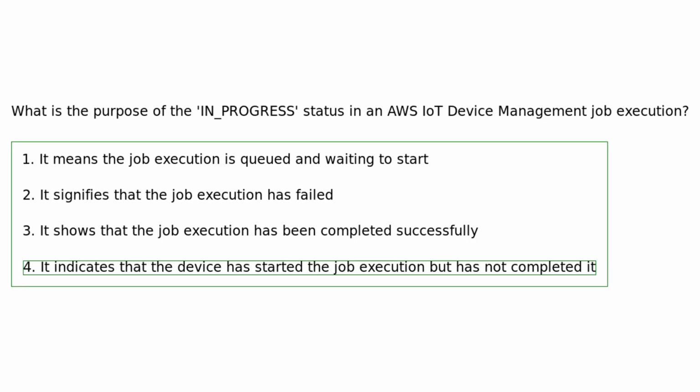The IN_progress status in an AWS IoT Device Management job execution indicates that the target device has started executing the job but has not yet completed it. This status helps track the current state of job executions on devices.